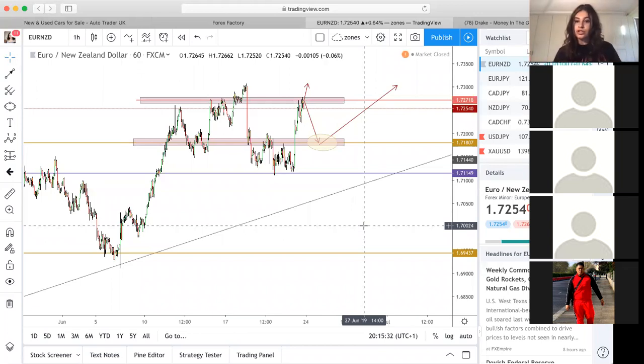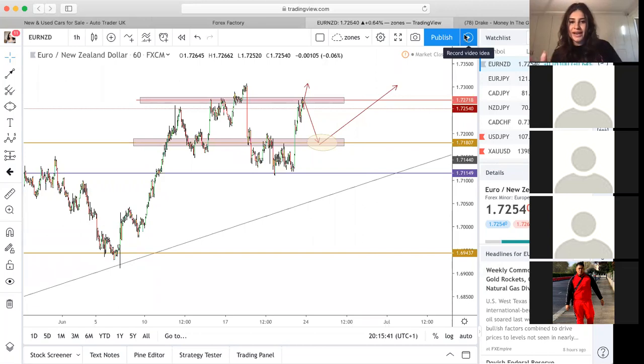So if you miss a move because you were sleeping, or if you miss a move because you weren't looking at the charts, it's not the end of the world. Tomorrow there'll be another setup. So please don't force trades or try and get into a trade late and things like that.